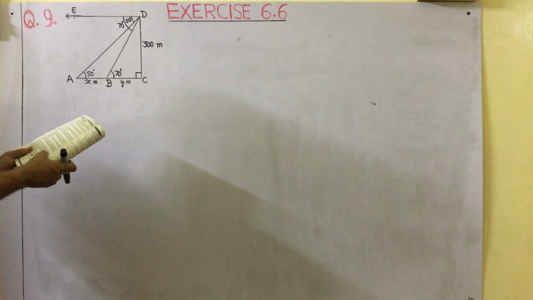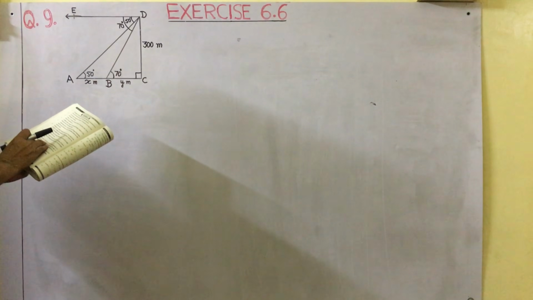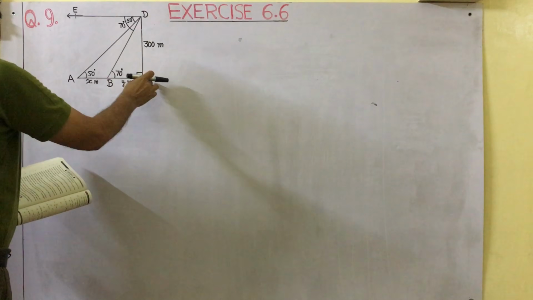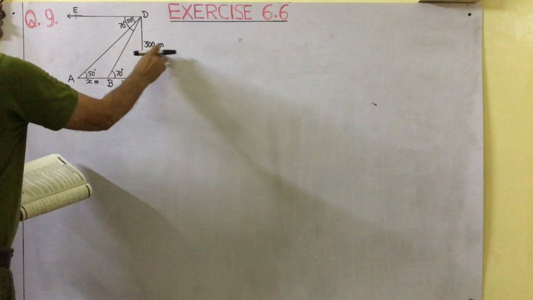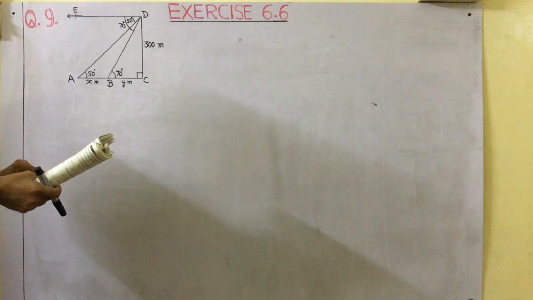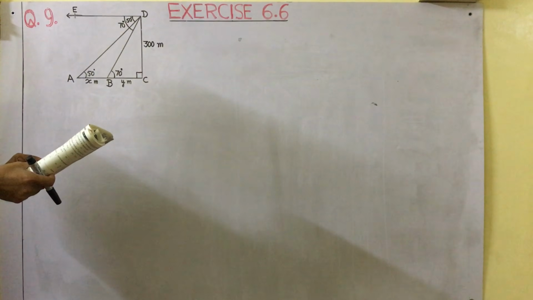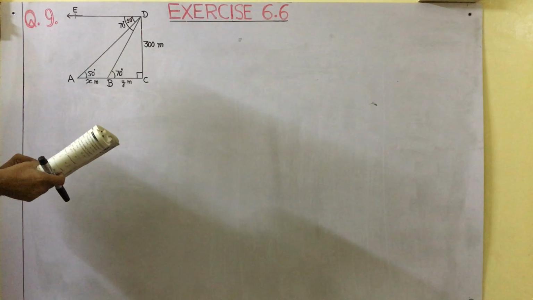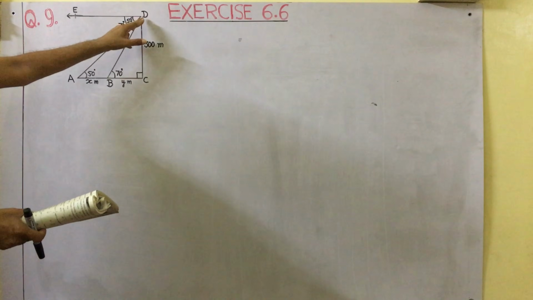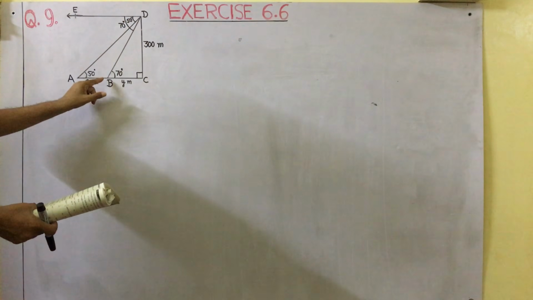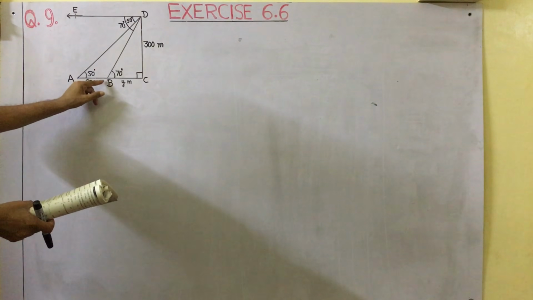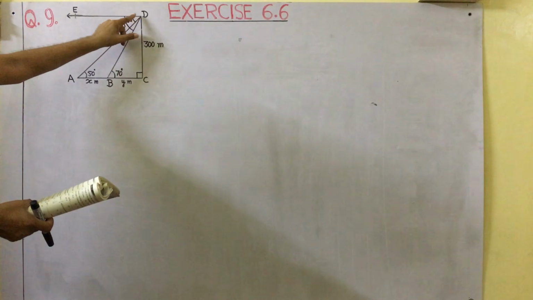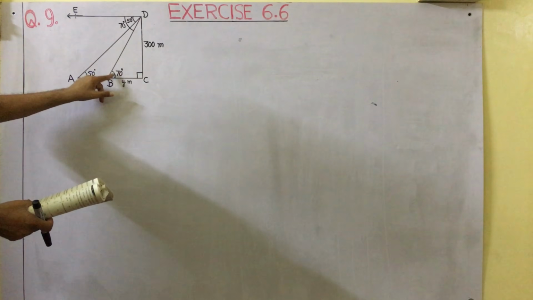Question 9. From the top of a hill 300 meters high. CD is a mountain hill and the height of the hill is 300 meters. The measure of the angle of depression of the point on the nearer shore of the river is 70 degrees. From the top of the hill, the nearer shore is at point B. The angle of depression of the nearer shore is 70 degrees.